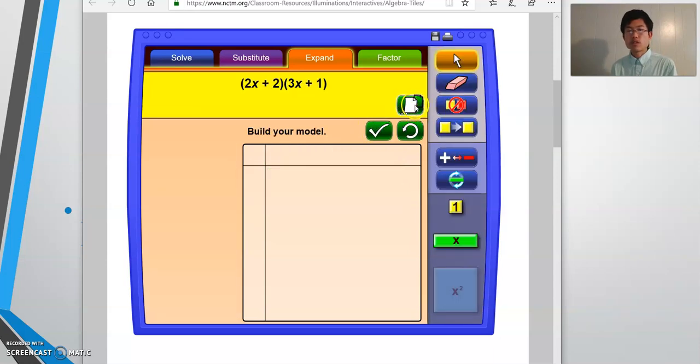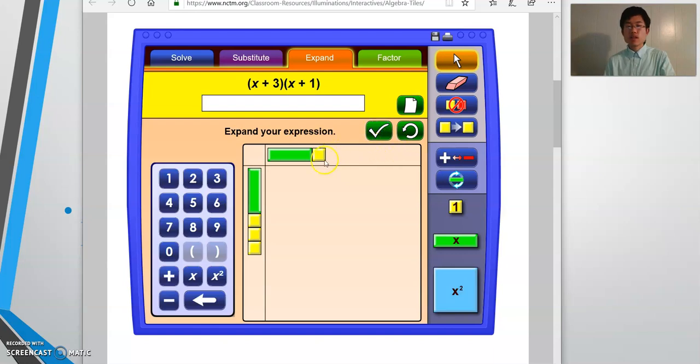Let's look at another one, a little bit more complicated. Maybe this one is good. x plus 3 times x plus 1. Two things are multiplied, x plus 3 and x plus 1. So on the left side, I'm going to put x plus 3. It doesn't matter if you want to put x plus 1 on the left. It's fine. And on the top, I'll put the x plus 1. Then multiply. x times x is not 2x, it's x squared.